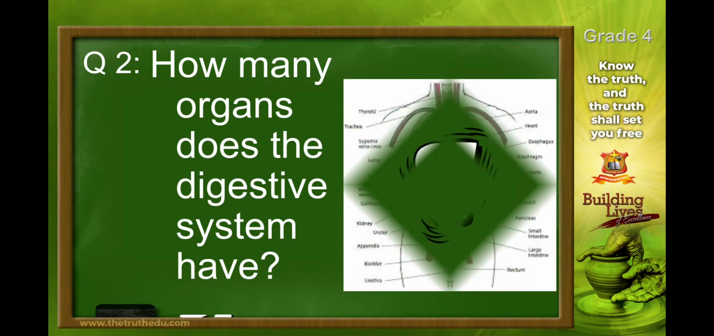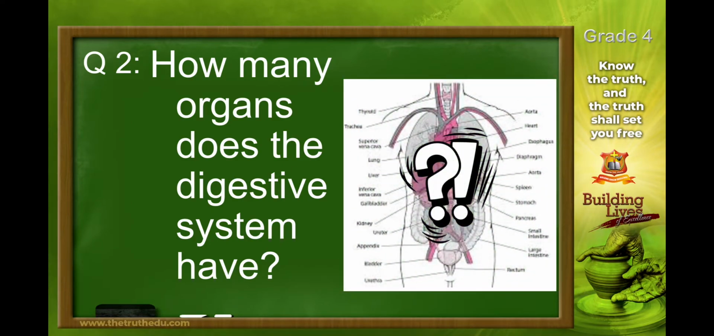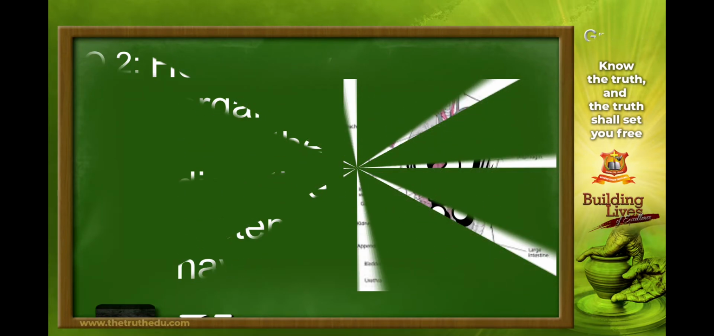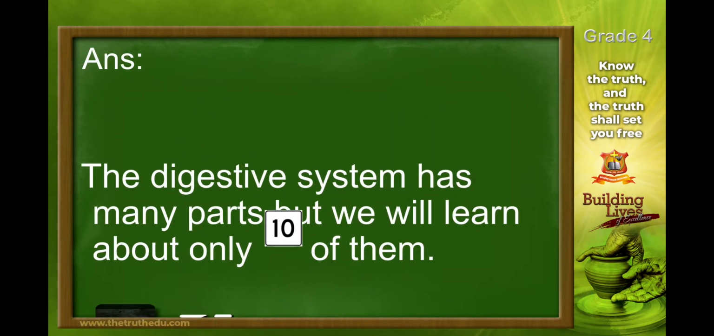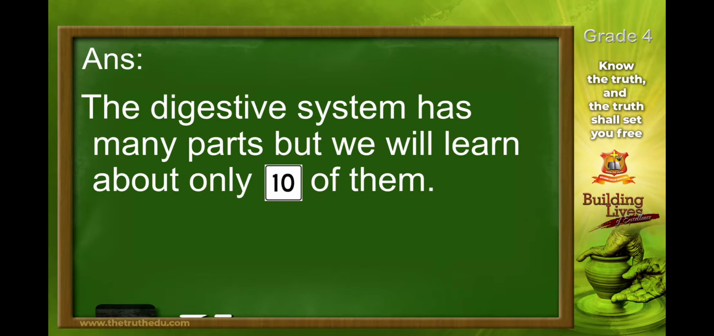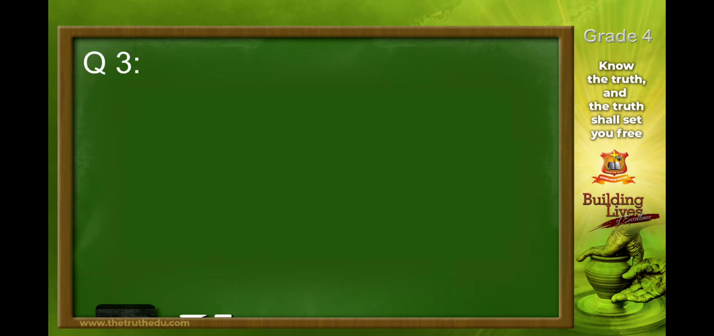Question number 2, how many organs does the digestive system have? I just told you, a few seconds before, about all the organs that we will learn. So the digestive system has many parts, but we will learn only about 10 of them. Today in grade 4, we'll learn only 10 parts of the digestive system.